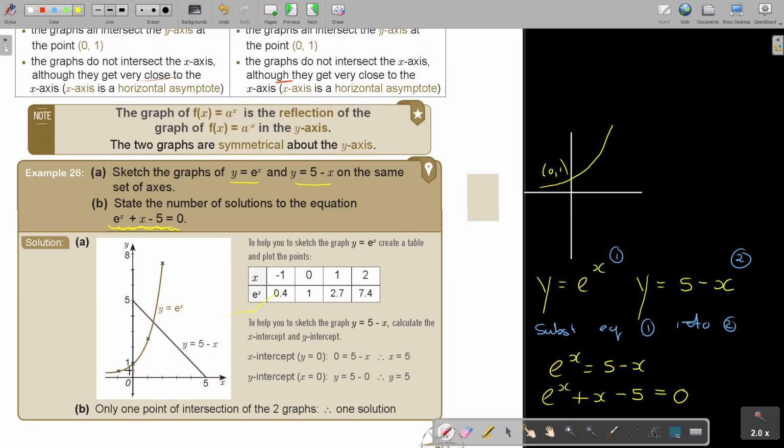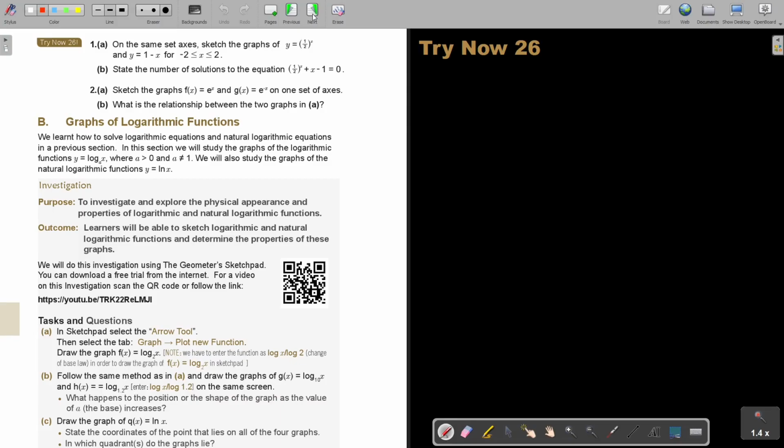And then how many solutions? How many times are the graphs cutting each other? It's only one. So only one point of intersection of the two graphs. So it's only having one solution. Okay, I want you to stop the video and do number 1. You can continue the video as soon as you are finished.